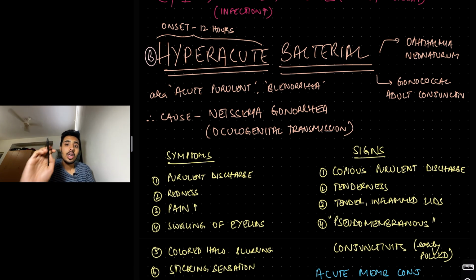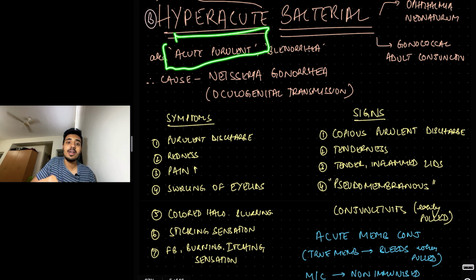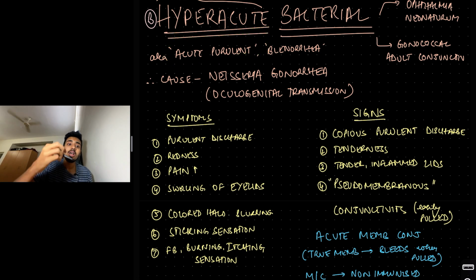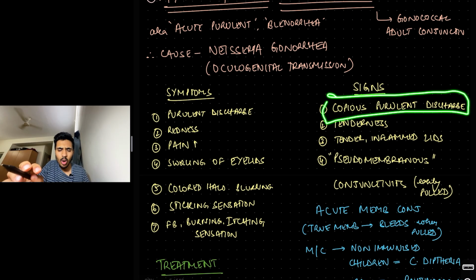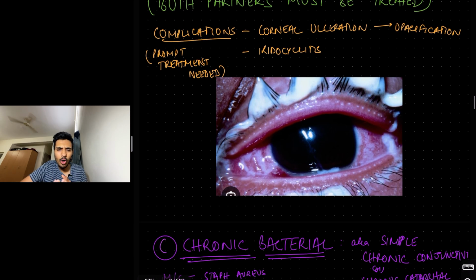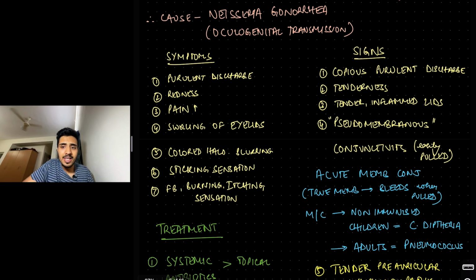Okay, remember that. Now, this hyperacute bacterial conjunctivitis is also known as acute purulent conjunctivitis, not acute mucopurulent. Acute mucopurulent is acute bacterial conjunctivitis. Acute purulent is hyperacute bacterial conjunctivitis. And it is also known as blenorrhea. Why is it known as acute purulent or blenorrhea? Mainly because of the copious amount of purulent discharge. If you look at this picture here, you can see there's a lot of pus, excessive amount of pus. So symptom: purulent discharge; sign: copious purulent discharge.